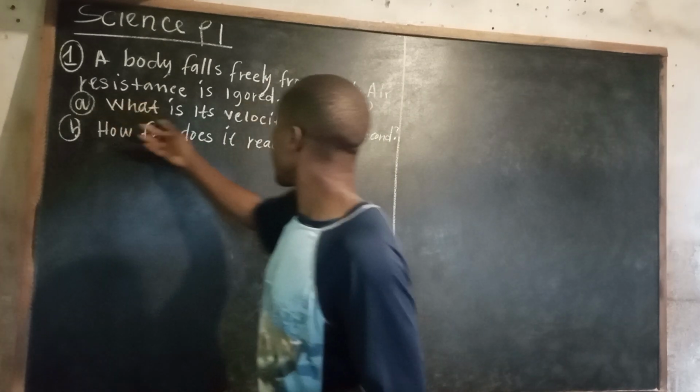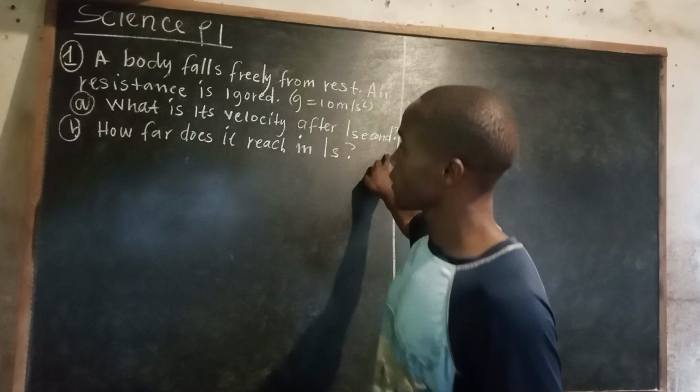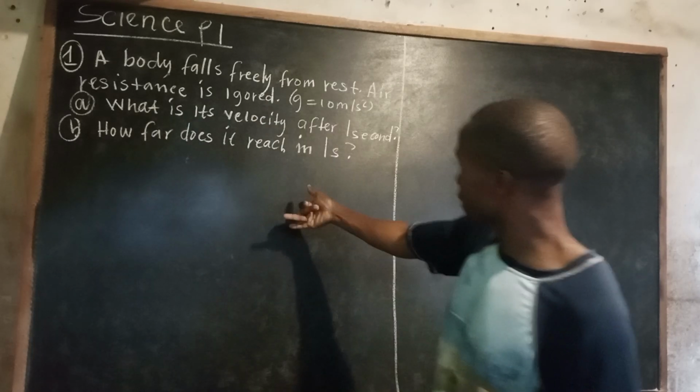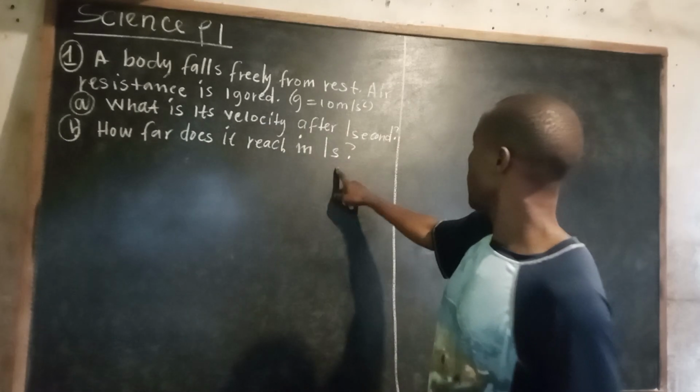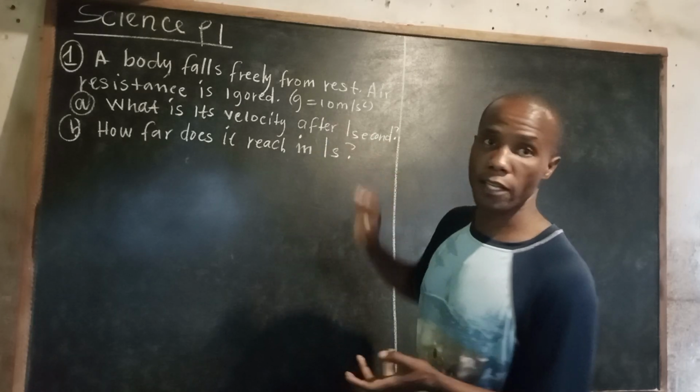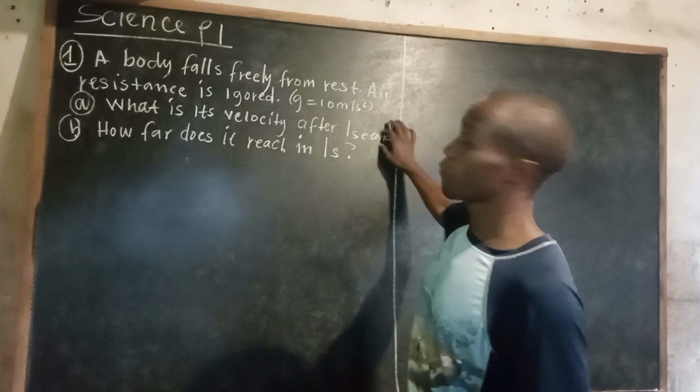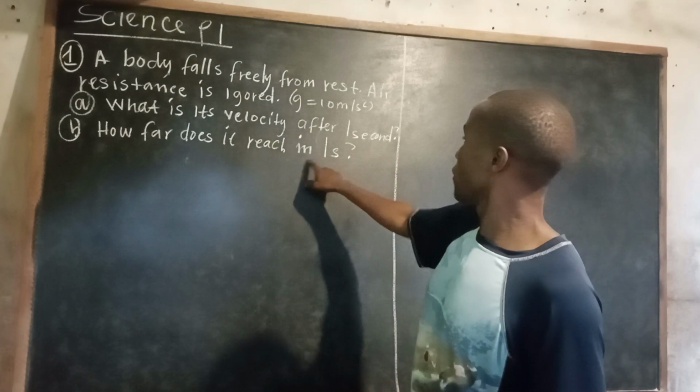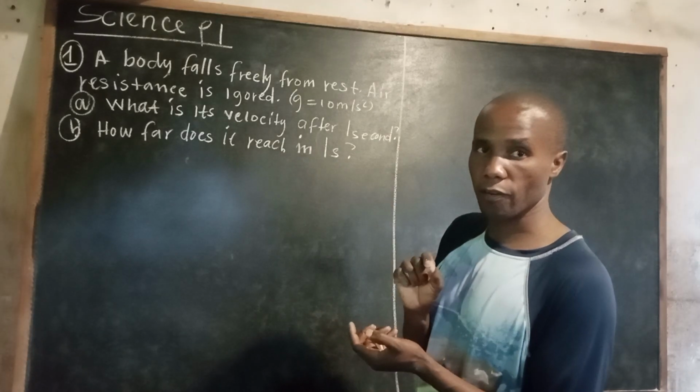Then A, what is its velocity after 1 second? B, how far does it reach in 1 second? So this is the way they write. I just decided to finish here, okay? They always write S for seconds, okay?